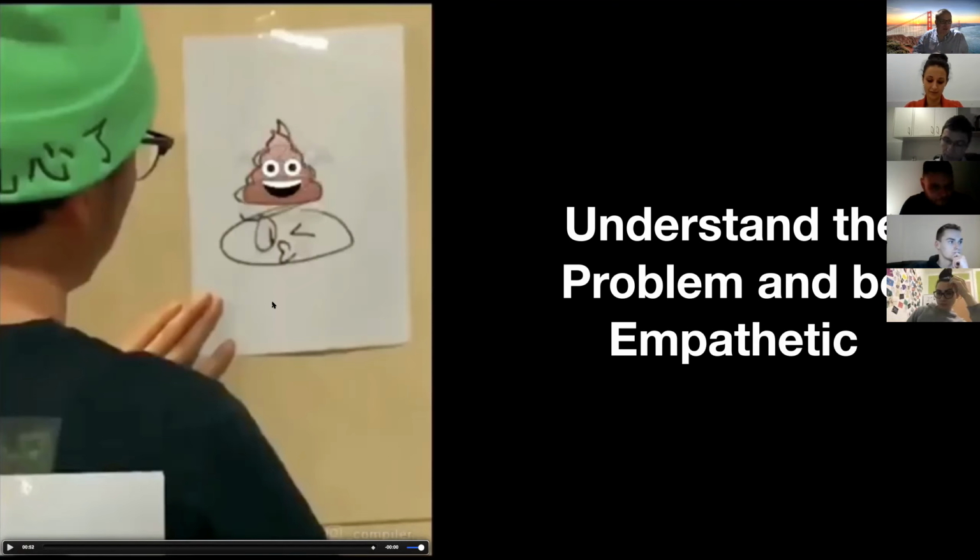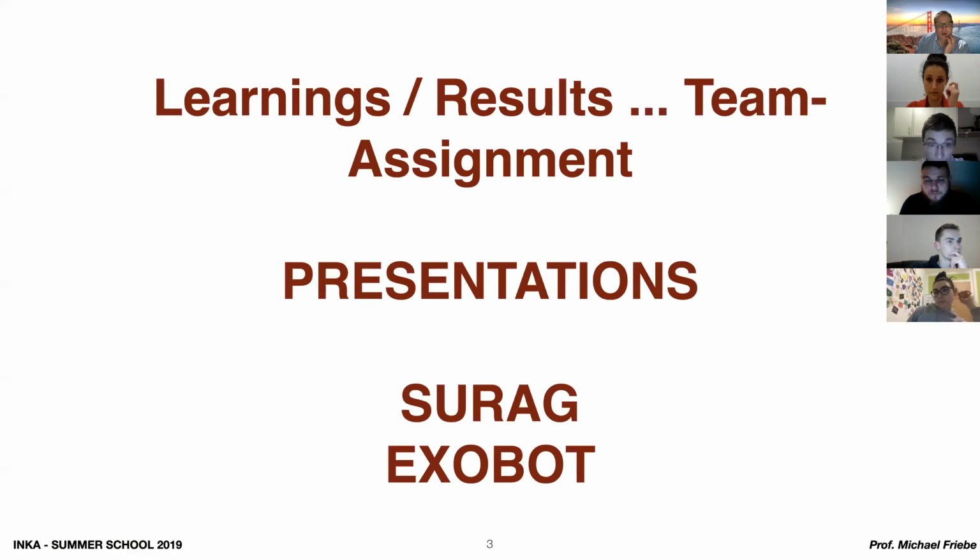And the same thing happens in a lot of ways to innovation. Innovation is diluted the more you are away from the customer, the less you are in direct contact with them. So before we start with the summary, I would like to get feedback from you on the two different teams. So maybe who wants to present something for Surak or for the Beatrice's bot device?